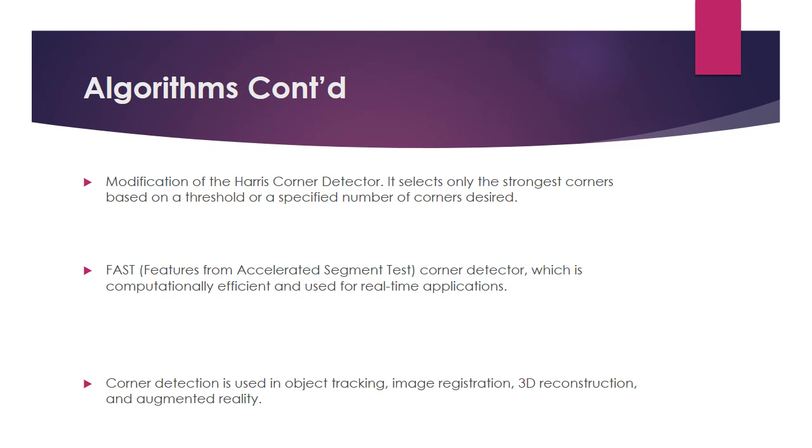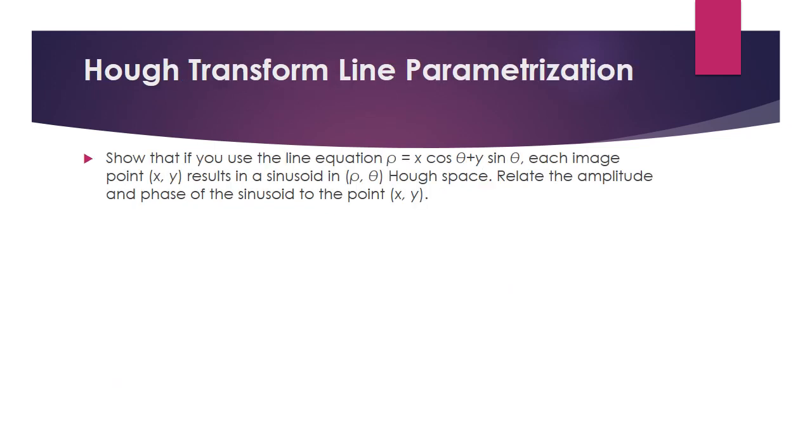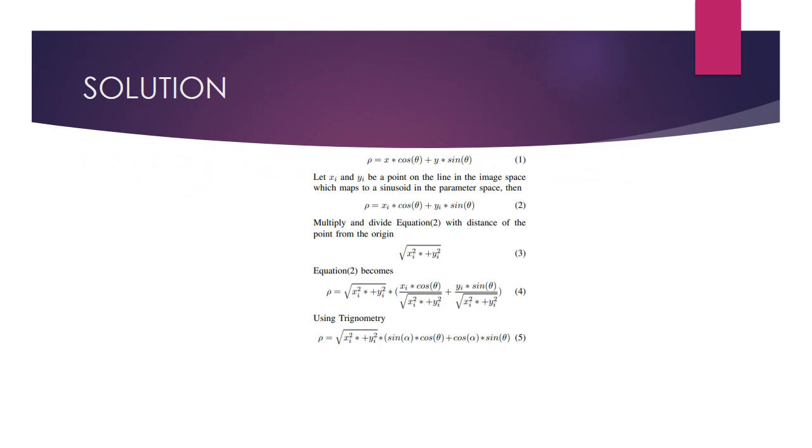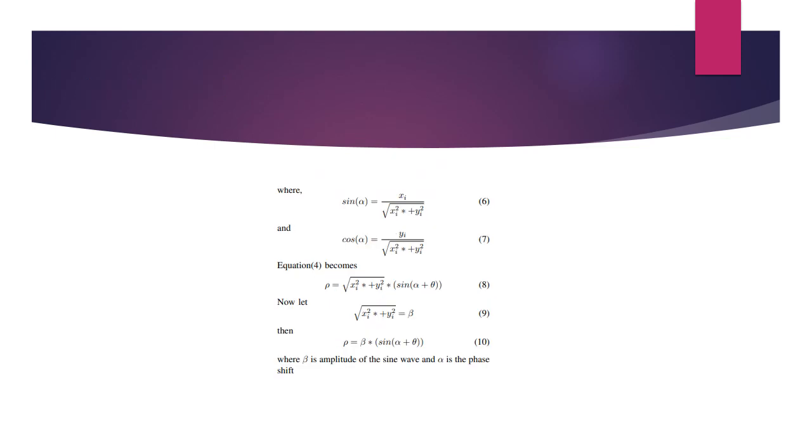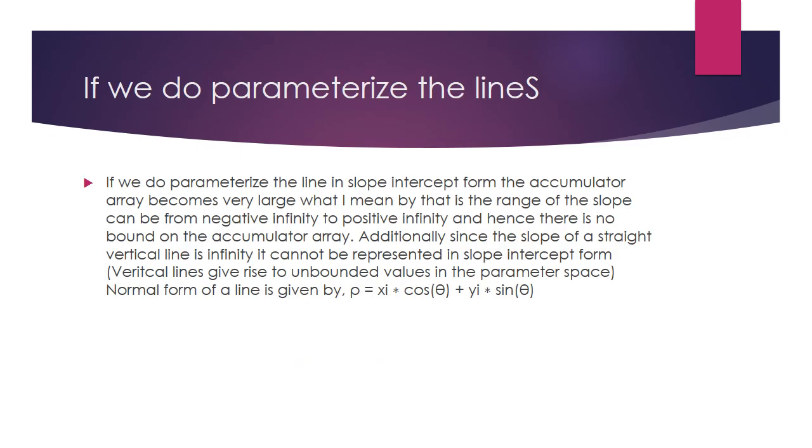So like I told you, applications of corner detection: image registration, 3D construction, object recognition, and augmented reality. Product of beta, we are going to substitute, because remember, meaning that our overall answer will be alpha equals beta times sine beta plus theta, where beta is the magnitude of the sine wave and alpha is the phase.